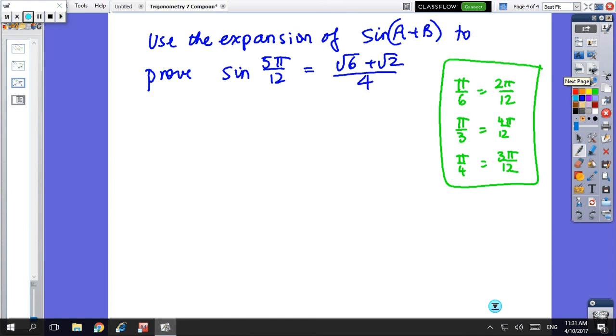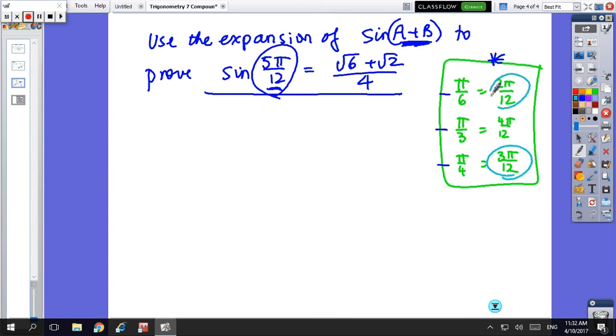Okay, so we're going to use the expansion of sine A plus B to prove that that number exists. Now, previously, you've got these exact values that you've known, pi on 6, pi on 3, and pi on 4. They're the good numbers. What I've done here is I've got 5 pi on 12, and I've turned them all into over 12s, so 2 pi, 4 pi, and 3 pi. So you've got to think about what numbers add together to get 5 pi on 12. In this particular case, that and that add together to give 5 pi on 12.